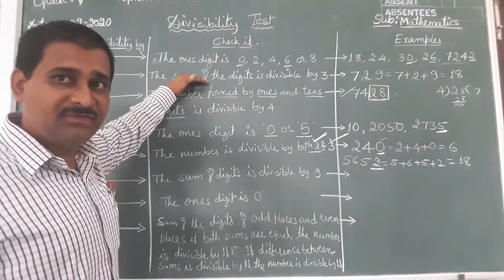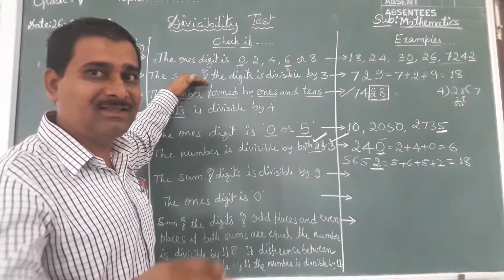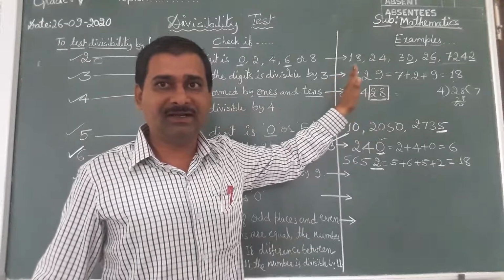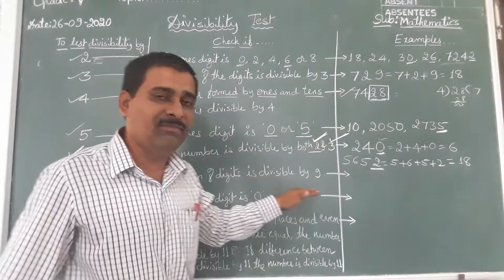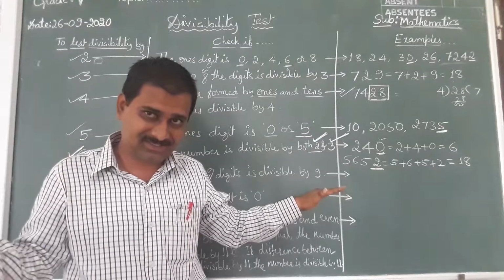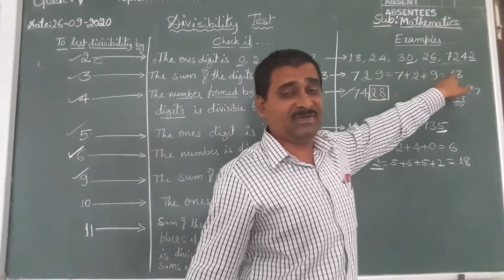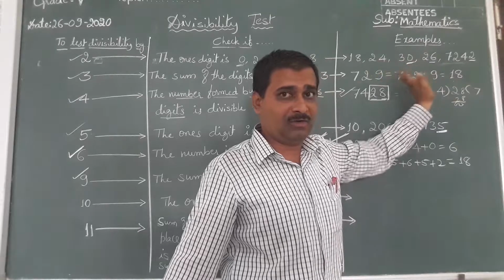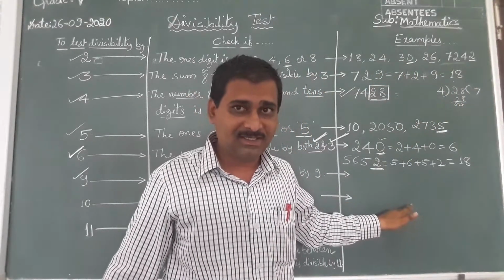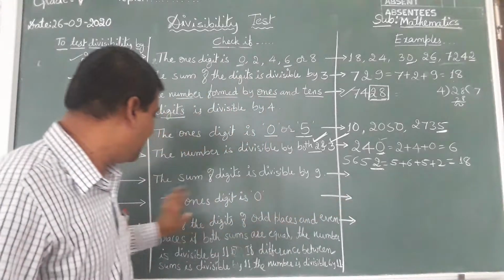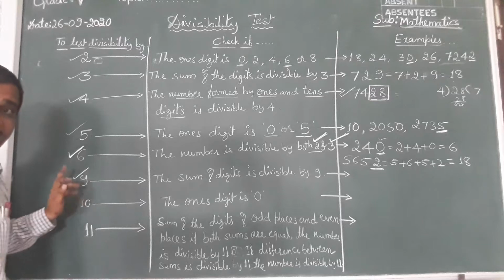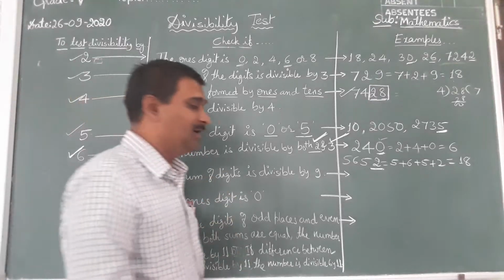In divisibility of 3, what we have done is we added the digits. Here also a number is given. Means how to test? We should add the digits. If the sum is divisible by 3, then the whole number will be divisible by 3. Here also we should add the digits. If the sum is divisible by 9 this time, then the whole number will be divisible by 9.